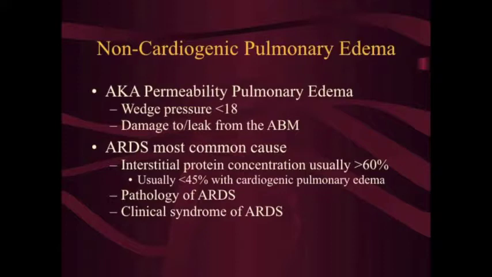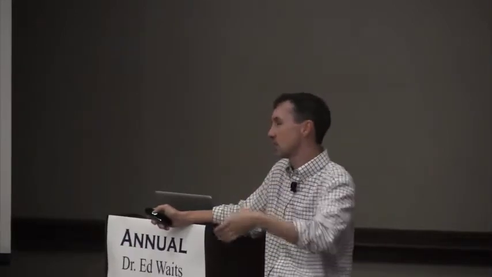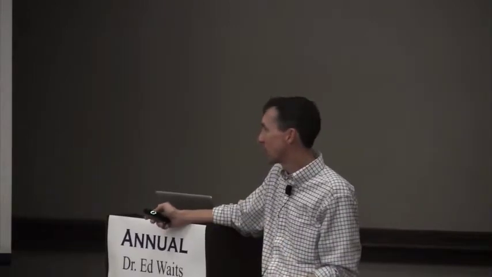The interstitial protein concentration is usually greater than 60% there, and it's usually less than 45% with cardiogenic pulmonary edema. That basically tells you that the protein which is in the capillaries is not where it's supposed to be anymore. It's leaked out because of damage to the membrane. It's leaked out into the interstitium and is now dragging fluid along behind it.